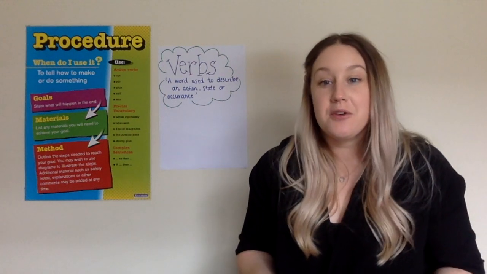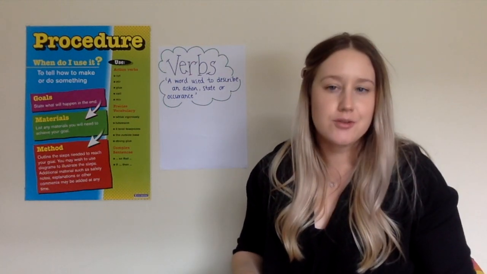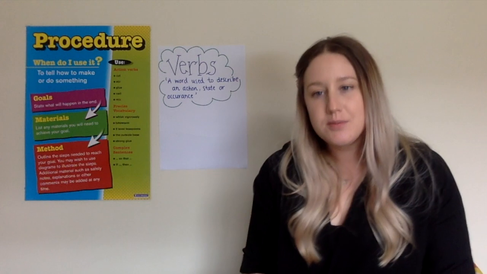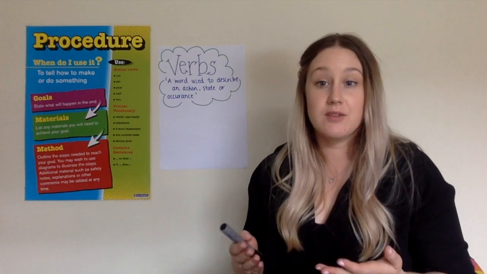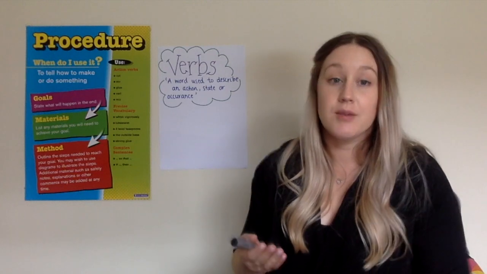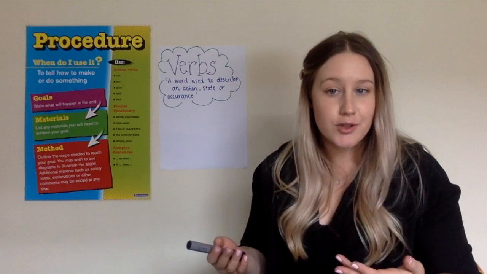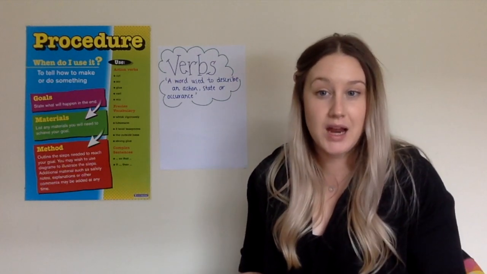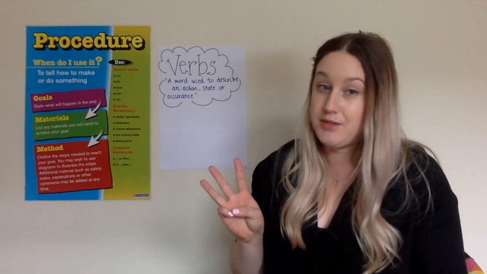Today we're going to have a look at verbs. Now, we know that verbs are action words, they're doing words. And because procedures, at the end result, we want our reader to follow our steps or follow our process. We're wanting them to do something. So verbs are a really important word type. Now there are 3 types of verbs.